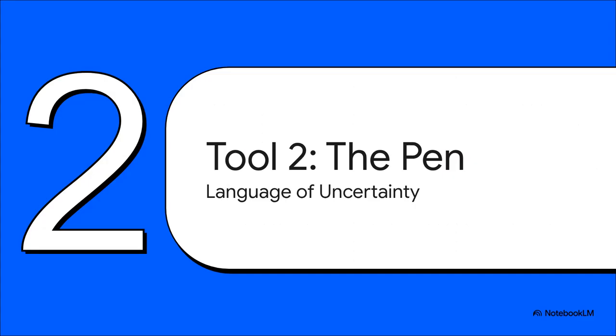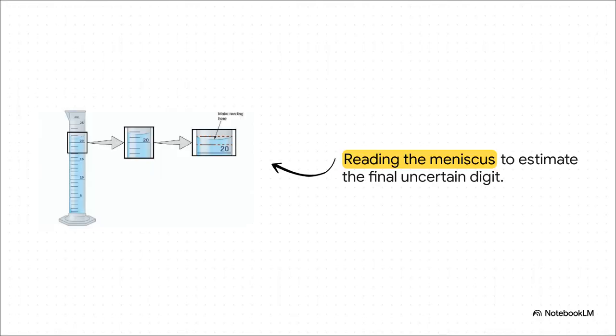Moving right along to Tool 2, the pen, the language of uncertainty. So we have to talk about a pretty fundamental reality of science. Every single measuring device in existence has limitations, period. Have you ever stared at the liquid in a graduated cylinder? You read the bottom of the curve, the meniscus. Now, we can perfectly read the certain digits right off the painted lines. Here, it's clearly past the 21 milliliter mark.